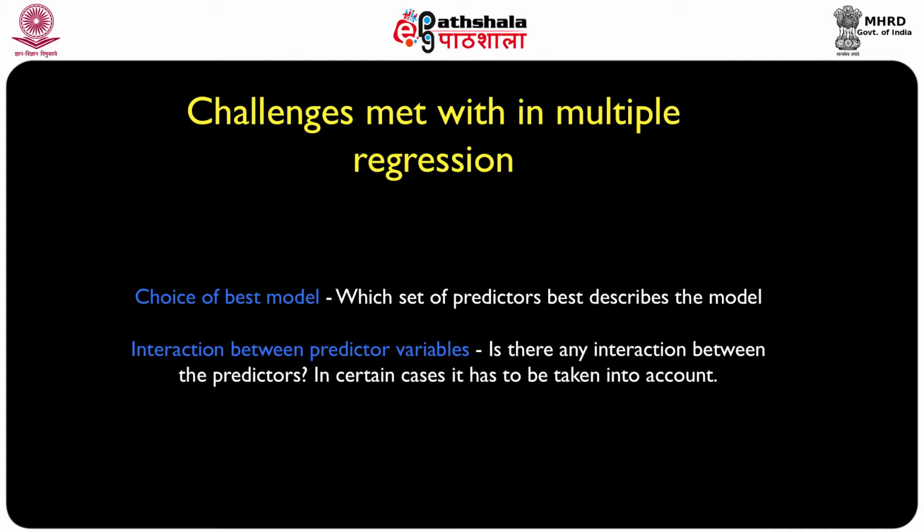Next, interaction between predictor variables is also one of the challenges that we meet with in multiple regression. The model that I have just shown you does not contain any interaction between the predictor variables. However, in certain cases, it has to be taken into account because there is reason to believe that there's interaction between the predictor variables that we are using.